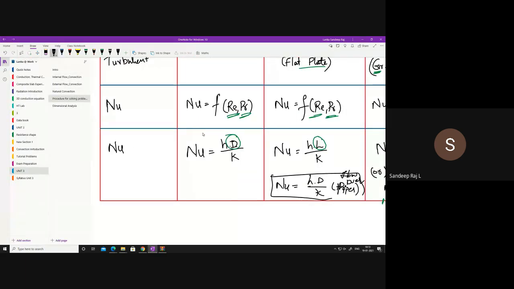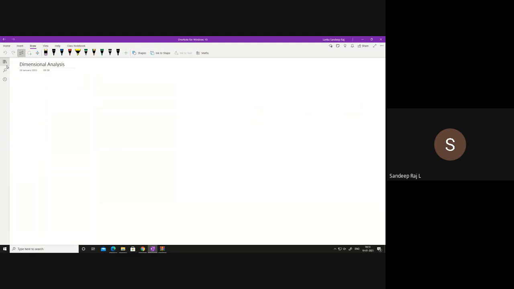This is very important. If you understand this process clearly, you can solve any given problem. So moving on, what we have next in this unit 3 is the dimensional analysis. In dimensional analysis, you must be knowing something called as a dimensional formula. You must have studied in your school itself.